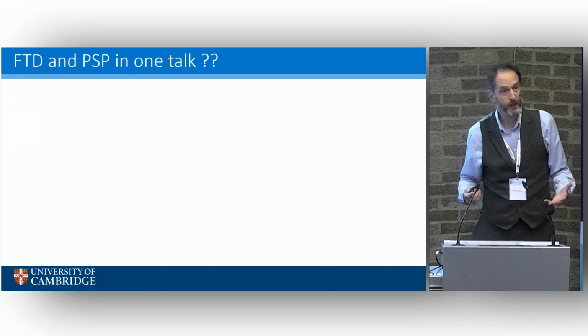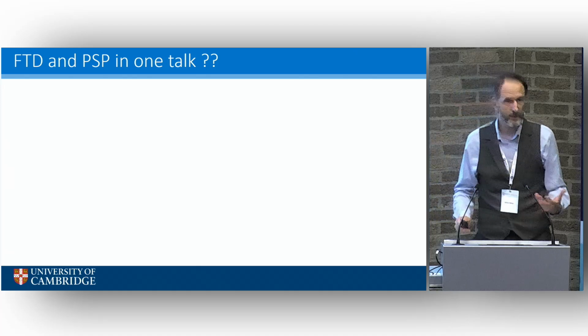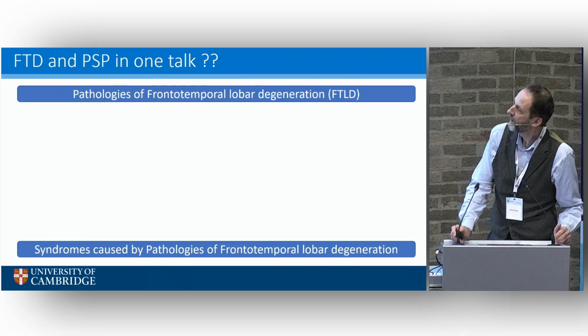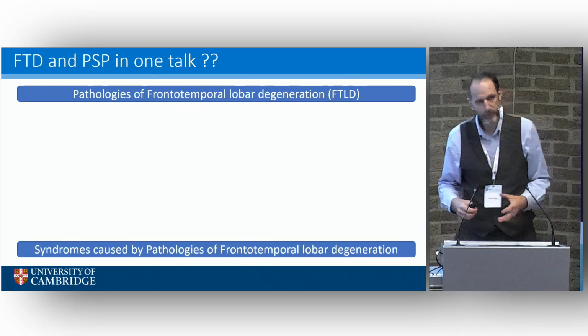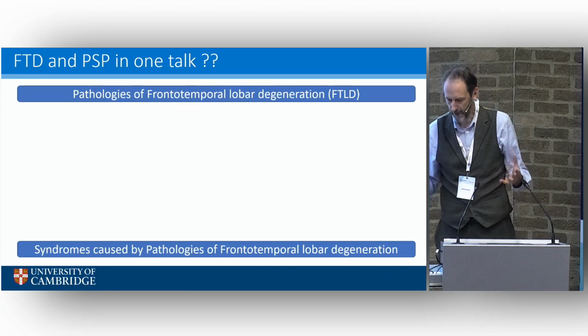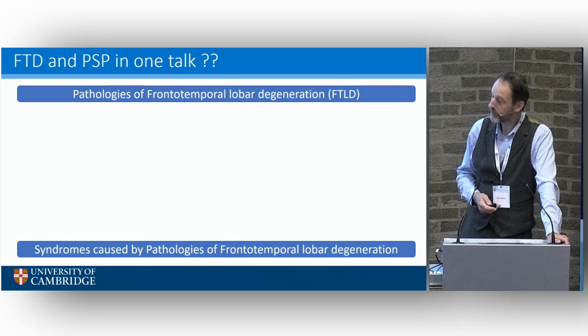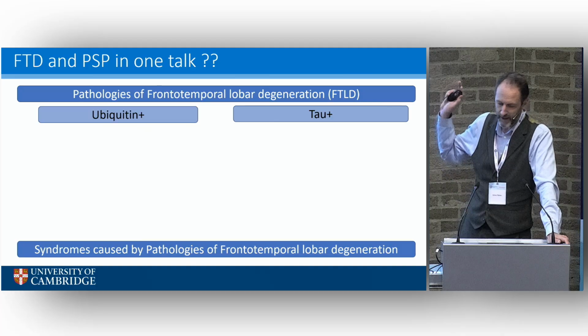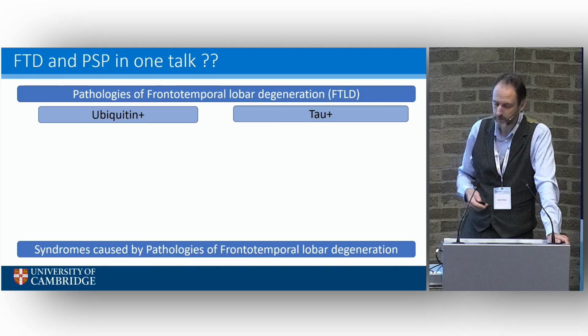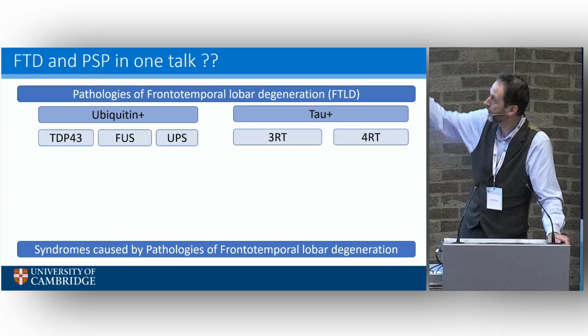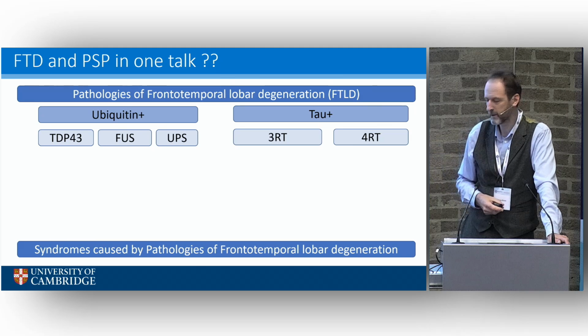I thought I'd give a little introduction to the diseases, because they may not be so familiar. We've heard a bit about alpha-synuclein, Alzheimer's and amyloid beta. FTD and PSP, frontotemporal dementia and progressive supranuclear palsy, belong in a wide family of illnesses caused by pathologies of frontotemporal lobar degeneration. They are characterized either by misfolded phosphorylated tau, or by ubiquitinated proteins, of which there are several, TDP-43 being the most common, FUS and others, or 3R and 4R tau. So a variety of different molecular mechanisms.